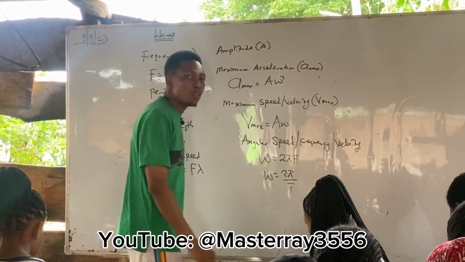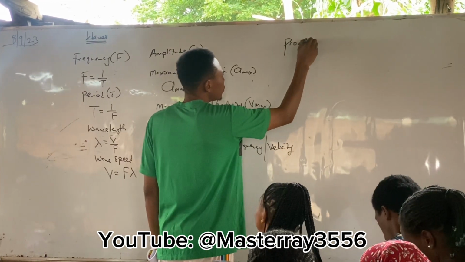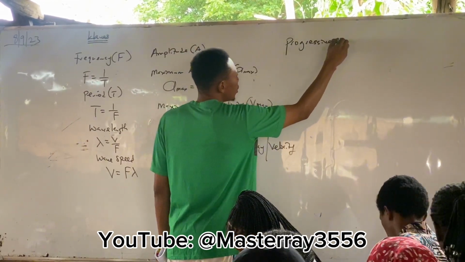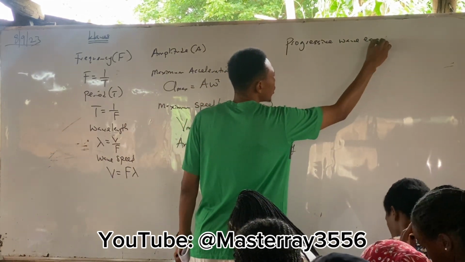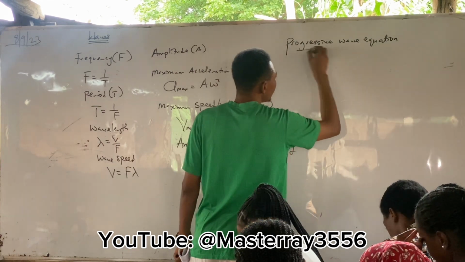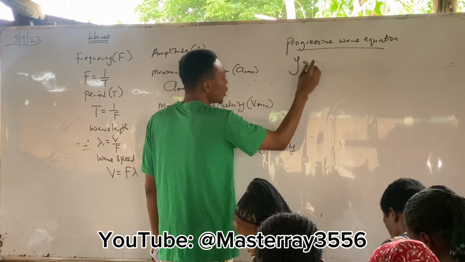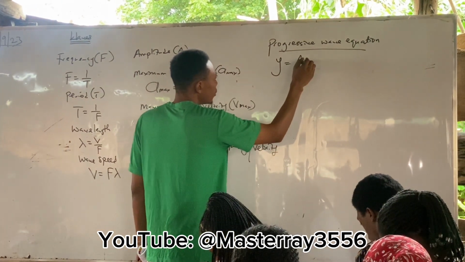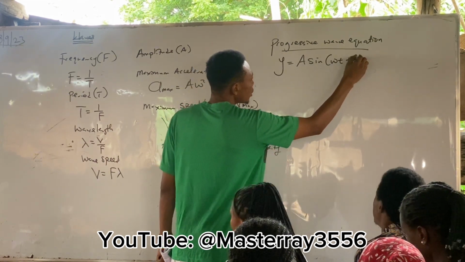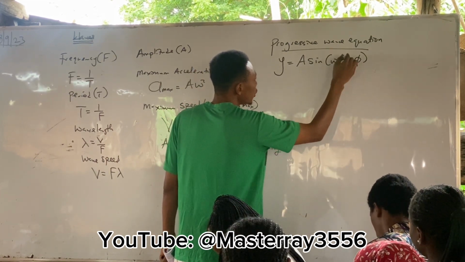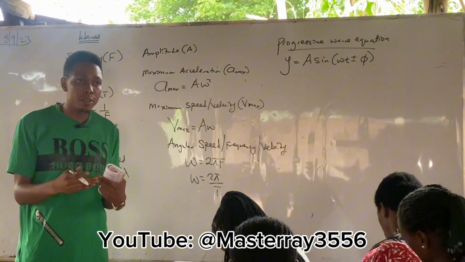Now, we have the progressive wave equation. Our progressive wave equation is y equals A sine of omega t plus phase angle. Sometimes they use plus or minus, depending on the direction of the wave. Are you getting me? Yes.